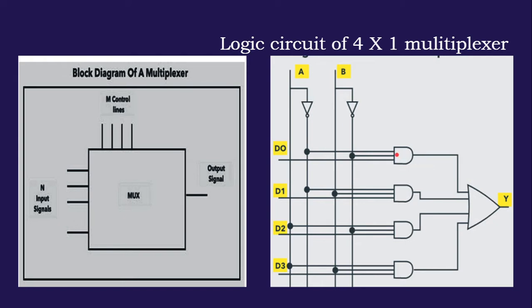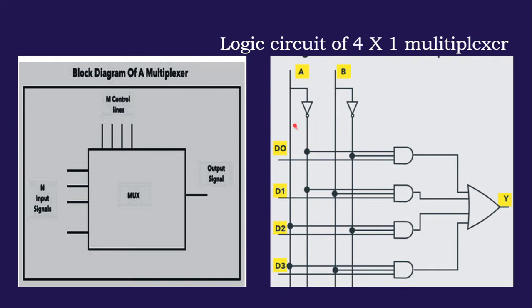So how is it generated? We have 4 gates, 0, 1, 2, 3. All the 4 AND gates process the input from A or A bar depending upon the control logic, and that output is passed as the input to the OR gate. This OR gate adds all the outputs from the 4 AND gates and passes it as a single output. This is the logic circuit of the 4x1 multiplexer.